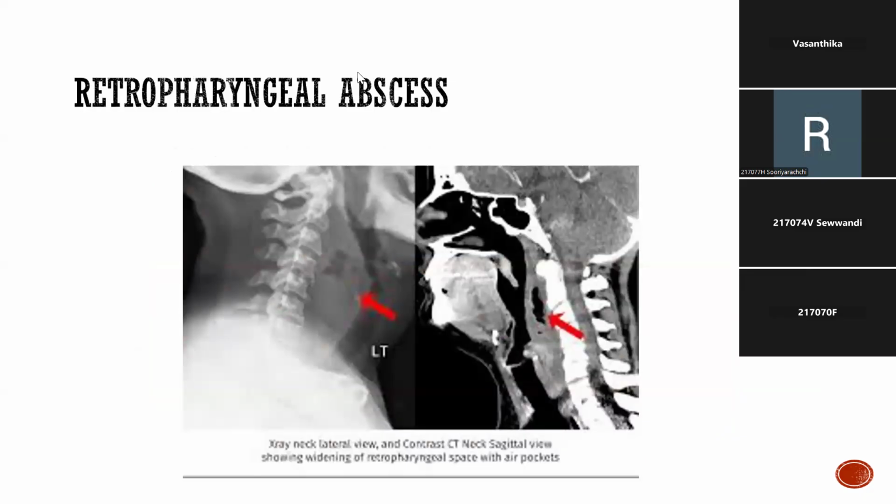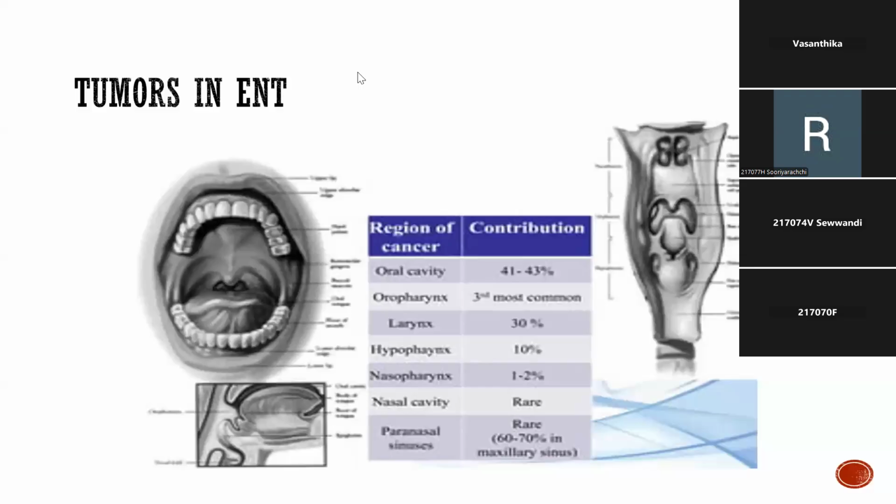You can get retropharyngeal abscess formation where you get the infection into the pharyngeal space. They're quite significant because they can cause airway compromise with the abscess formation. You have to drain them either through the neck laterally or through the oral cavity. So the tumors in the ENT, obviously you have to know.